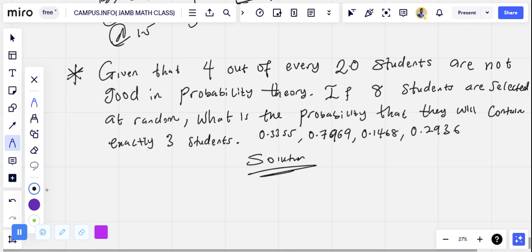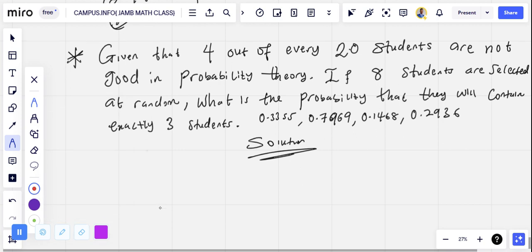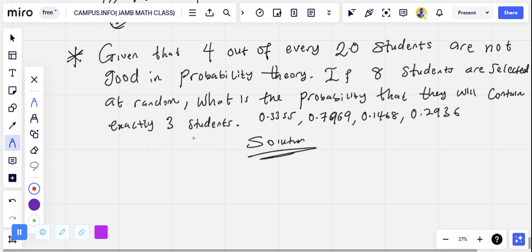So guys, pay full attention to this. If you are not really familiar with binomial distribution, looking at this clearly now, if I ask you, what is the number of sample space in this question? Is it 20 students or is it 8?